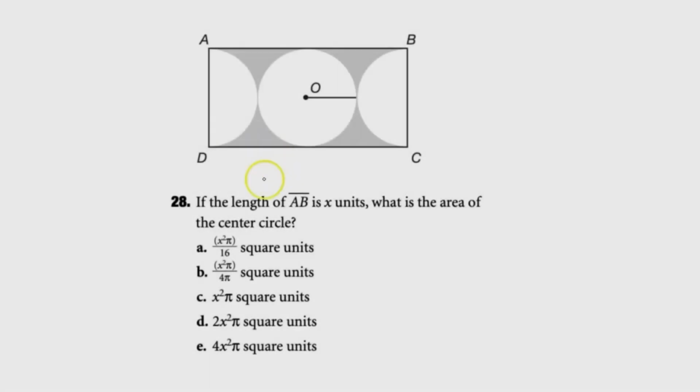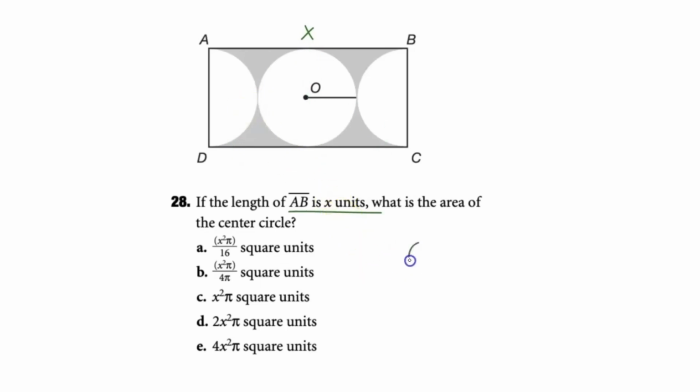We have some inscribed shapes. It says, if the length of AB is x units, what is the area of the center circle? So, some important caveats before we start the question. Each of these semicircles are equivalent to each other in terms of area, and each of these semicircles are also exactly half the area of this center circle. Okay, with that in mind, how do we solve the question?